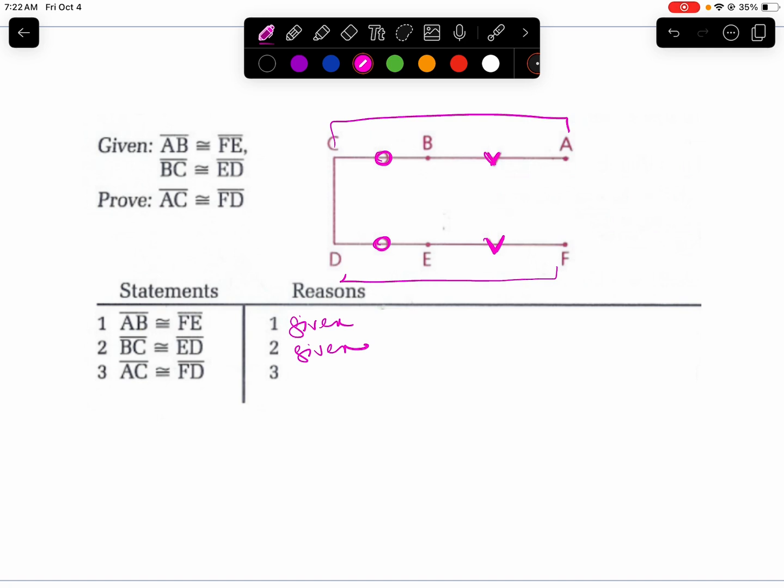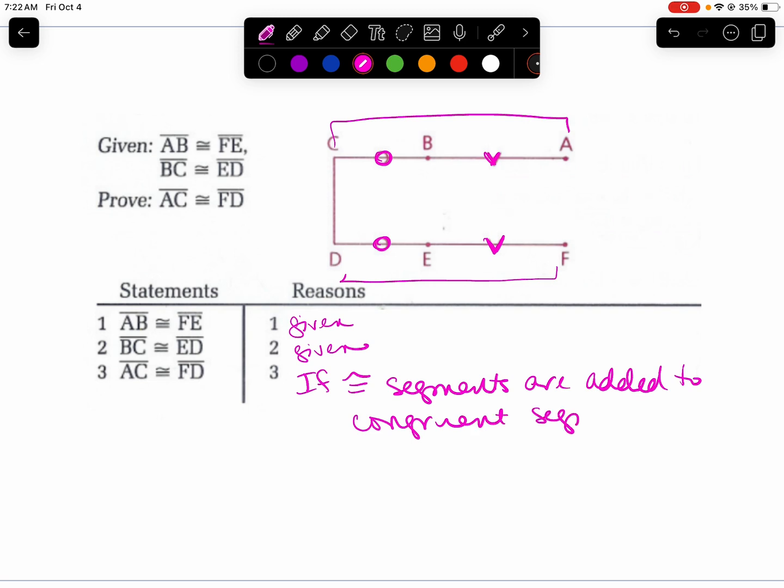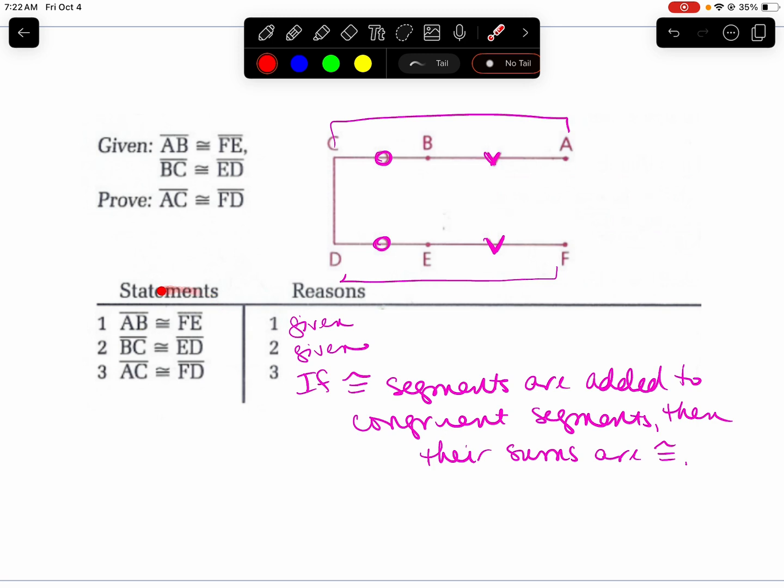Well, we notice it's getting bigger. So if congruent segments are added to congruent segments, then their sums are congruent. And if you wanted to shorten this, like, I wrote out congruent there. If you wanted to use the congruent symbol all the way through, that's totally fine. So we've got congruent segments added to congruent segments, then the sums are congruent.